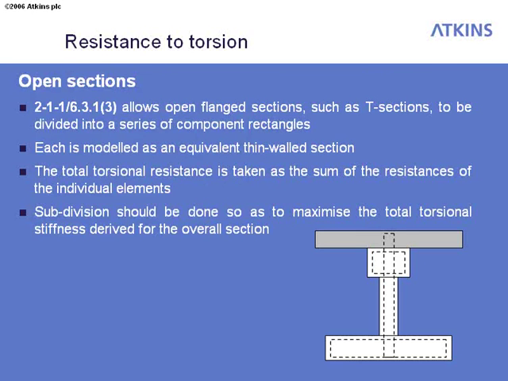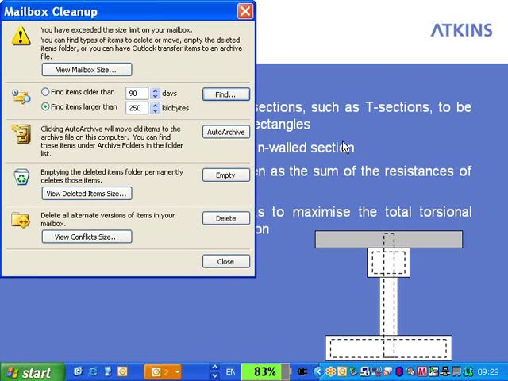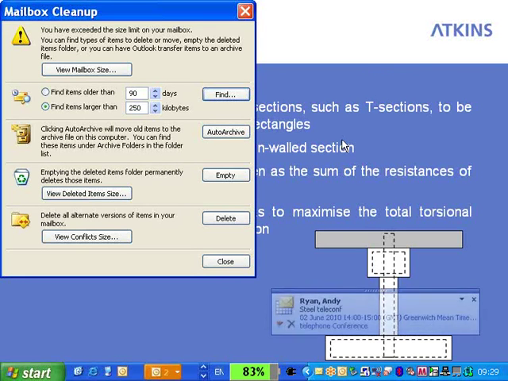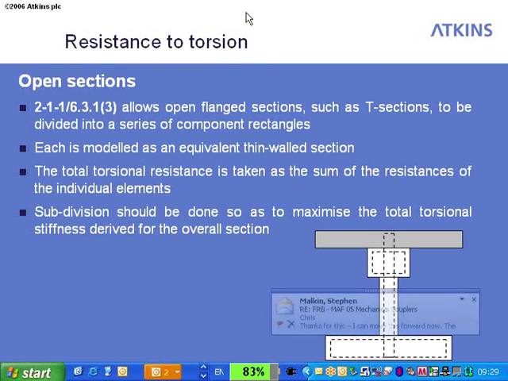If we're looking at open sections, then what we have to do is very similar to what we used to have to do in BS 5400. So if we've got something like this, which is again a pre-tensioned beam made composite with a deck slab, then we have to break down the section into a series of component rectangles.